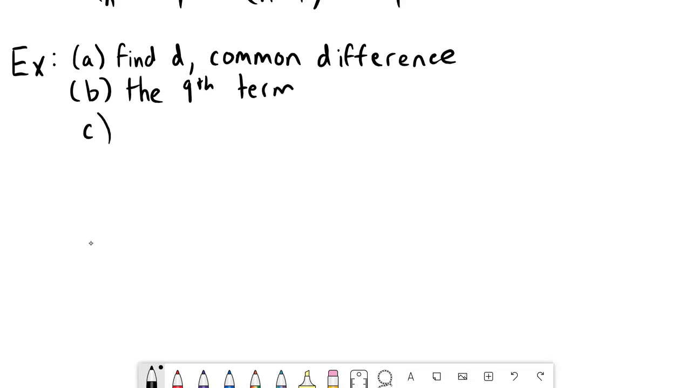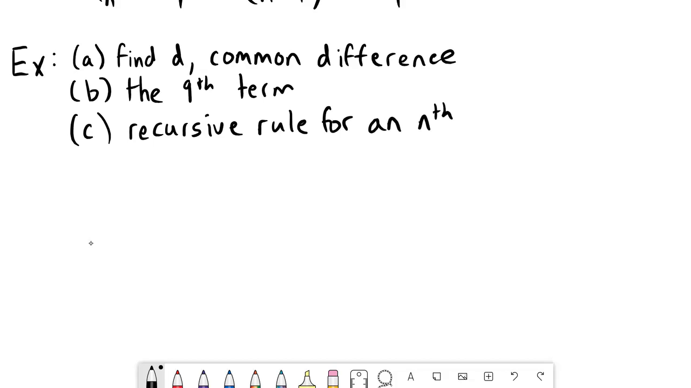I want to find, what else do I want to find? The recursive rule for an nth term, right? Any term I give you, can you find it using a recursive rule? And then finally I want to find the explicit rule.